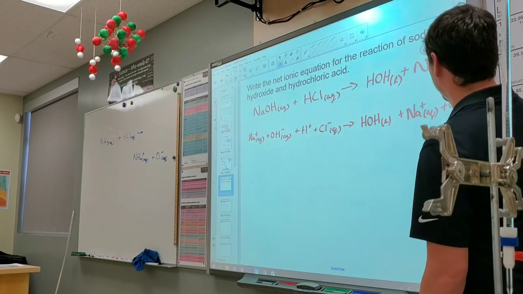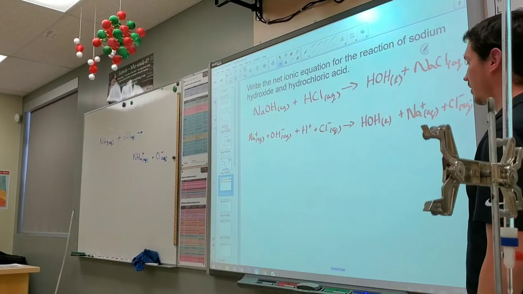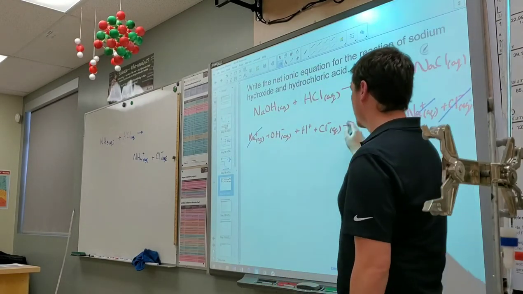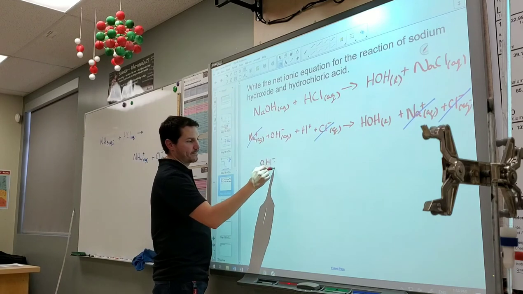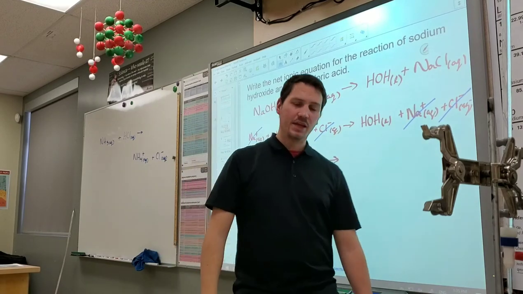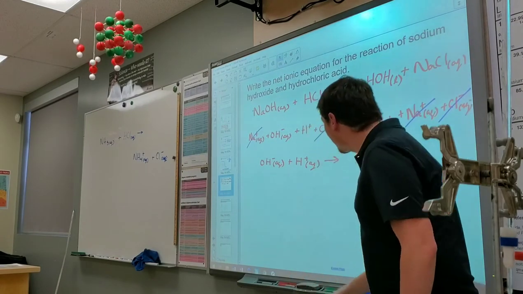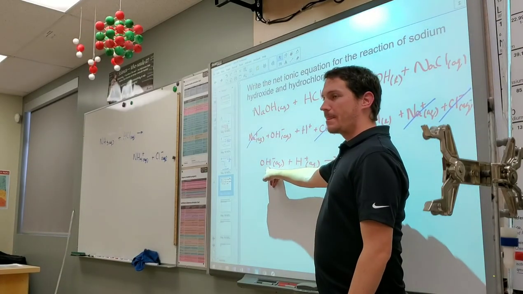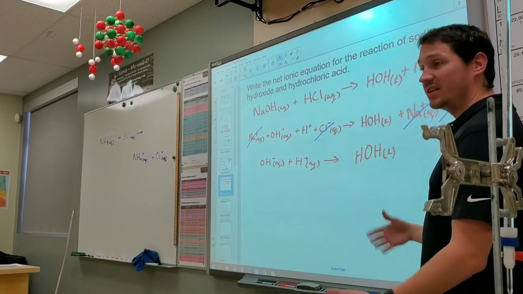So what are some things that we know are going to cancel out here? Sodium cancels out with sodium. Chloride cancels out with chloride. And what are we getting? OH and H plus. They give us water. If I add 10 hydroxides and 10 hydrogen ions together, what is that going to give me? It's going to give me 10 water molecules.